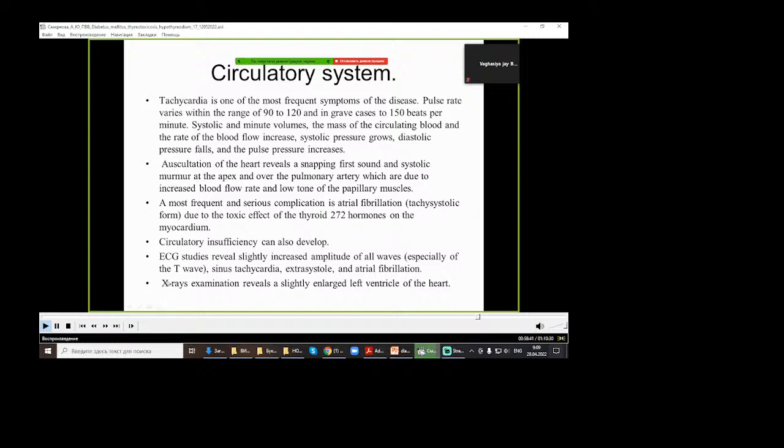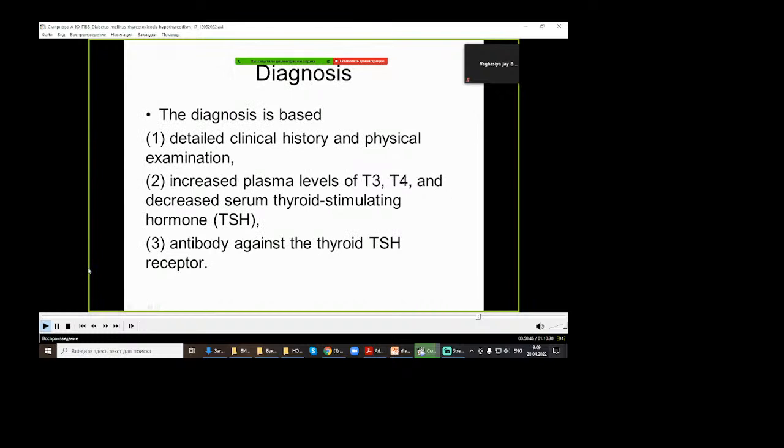X-ray examination may reveal left ventricle hypertrophy. So the diagnosis of Graves' disease is based on the detailed clinical history and physical examination of the patient, increased plasma levels of triiodothyronine and thyroxine, decreased serum thyroid stimulating hormone, and presence of antibodies against the thyroid stimulating hormone receptors.